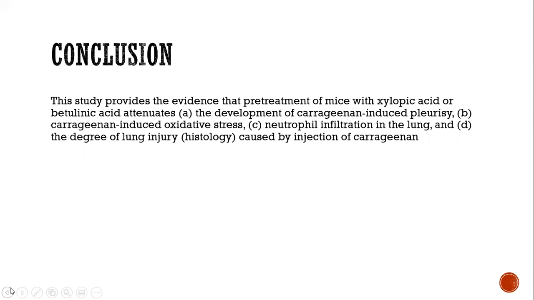In conclusion, the study provides evidence that pre-treatment of mice with xylopic acid or butylenic acid helps in alleviating the development of carrageenan-induced pleurisy, and it also reduces oxidative stress and neutrophil infiltration into the lung, which leads to a decrease in lung injury caused by injection of carrageenan.